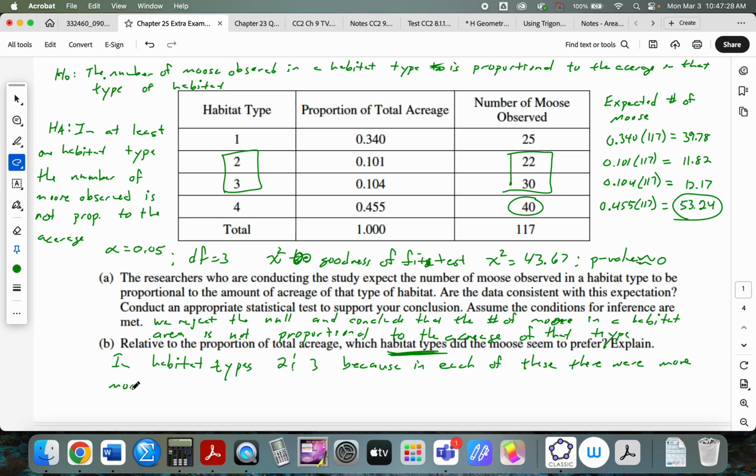So I'm curious, if we were to say only habitat 2 or only habitat 3, would we get partial credit on the... Oh, we'll look at that in just a moment. Okay. All right. Another way to look at this would be to look at the chi-squared contribution for each type.